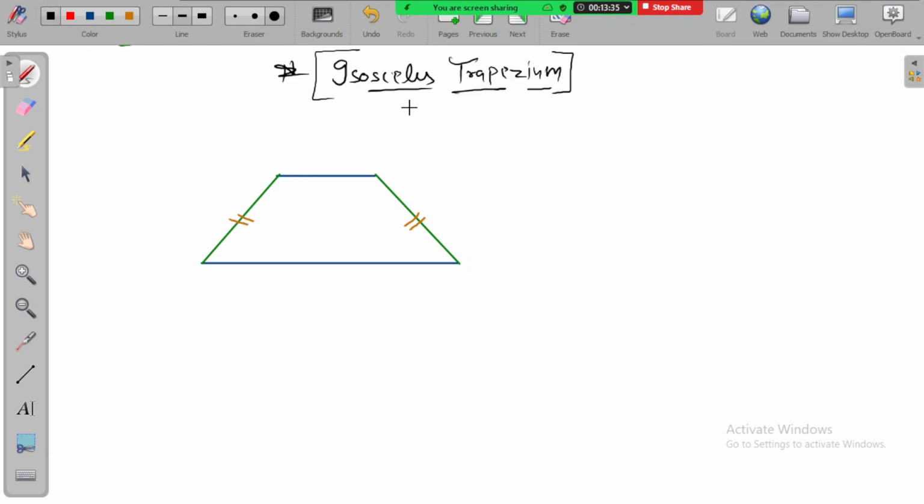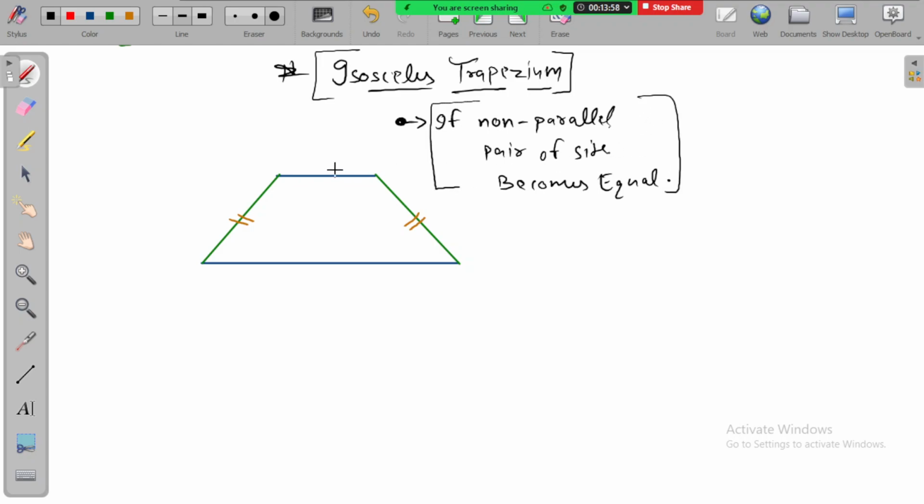Okay. So what's the property? If the non-parallel pair of sides becomes equal, then we name it an isosceles trapezium. It still has the pair of parallel sides, but the non-parallel sides are equal now. Get it? Any confusion? No. Now they have some special property.